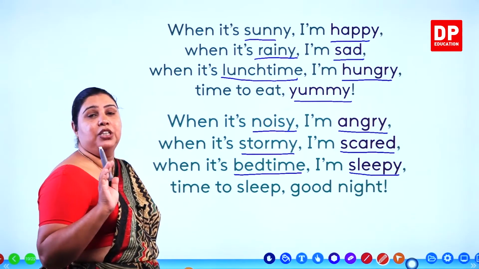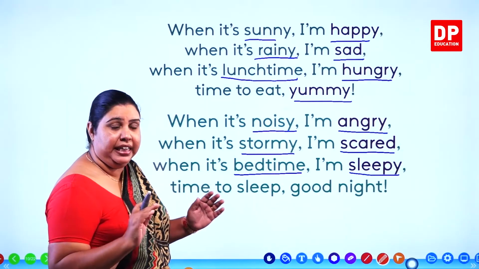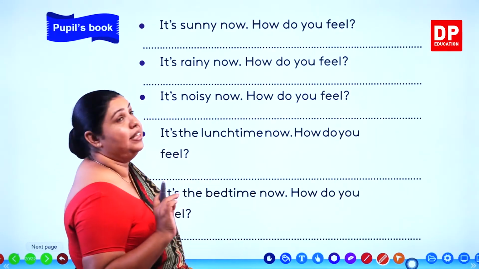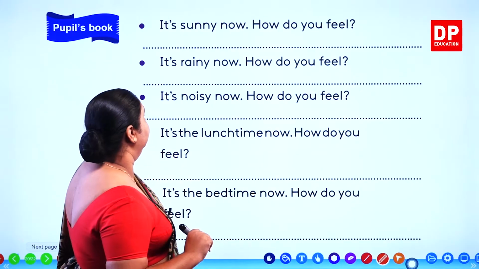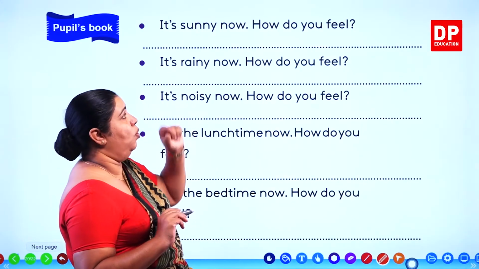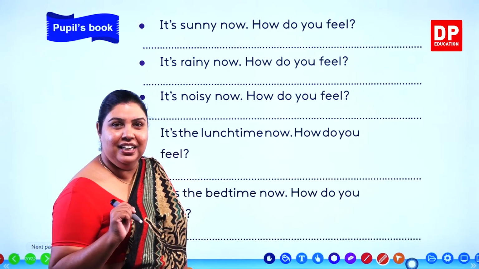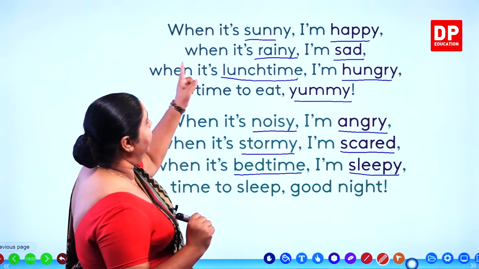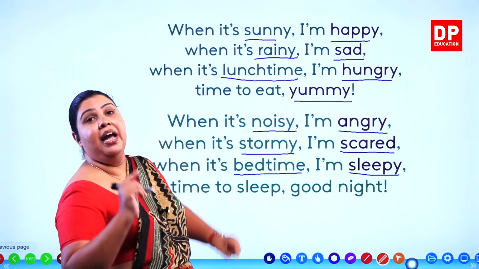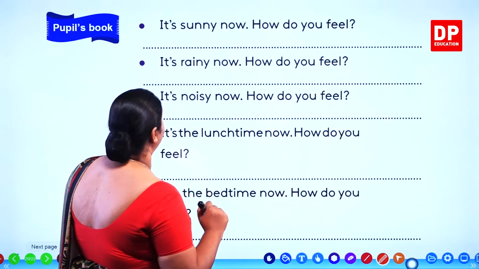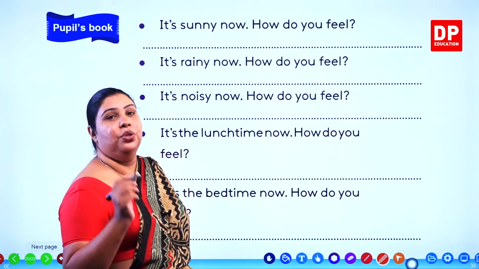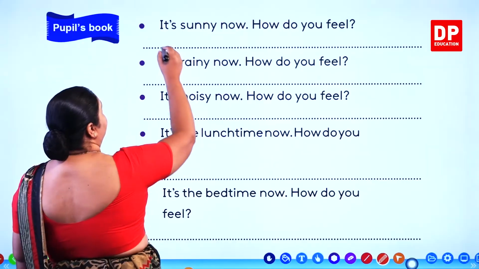So now we have been talking about different feelings and emotions, and now it's time for us to go back and find the answers for these questions. It's sunny now. How do you feel? And now what did it say in the poem? When it's sunny, I'm happy. So how do you write the answer? So you have to write the answer.